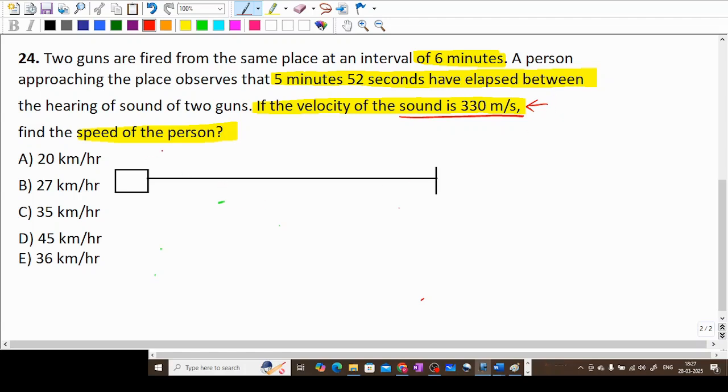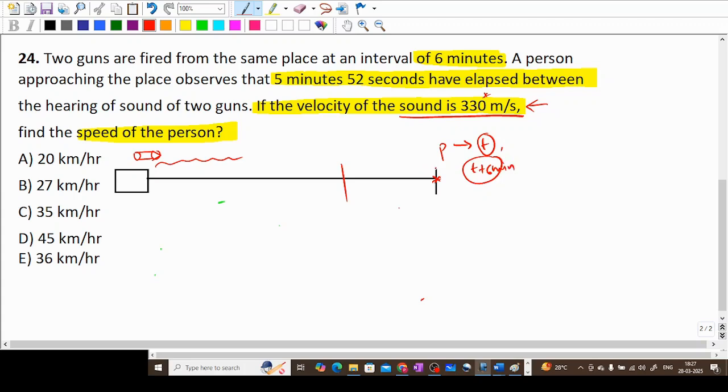So again let us construct the diagram. Let us assume the gun is firing from this place. So gun is fired. Because of this, sound will travel in this direction with a certain speed. What is the speed of that sound? 330 meter per second. And the person is here. Let us say, if the person is static, if the first sound is heard, let us assume at t time, the second sound will be heard at t plus 6 minutes actually.